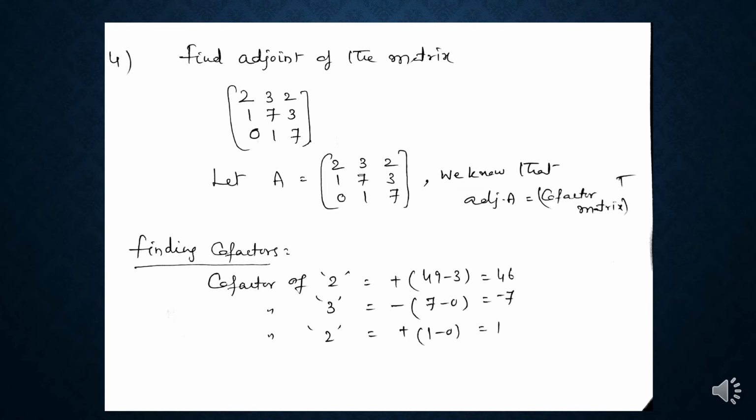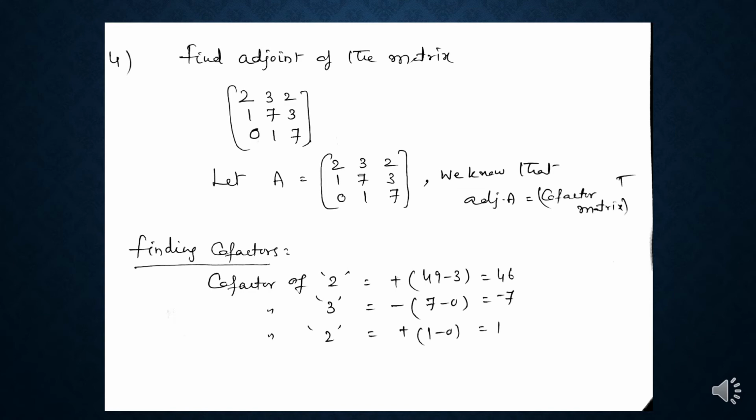What is a cofactor of an element? The cofactor of an element is equal to minus 1 whole to the power of i plus j into its minor. So what is a minor? The minor is the determinant obtained by deleting the row and column where the element occurs. Thus we can find the minor, cofactor matrix and adjoint A.